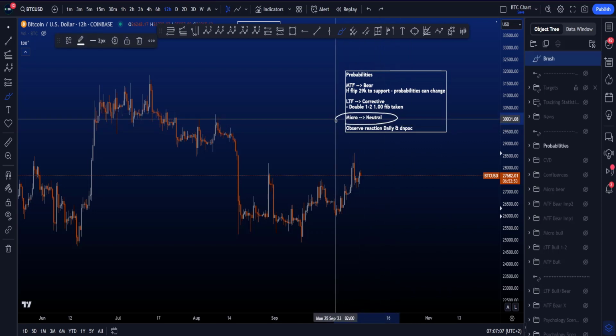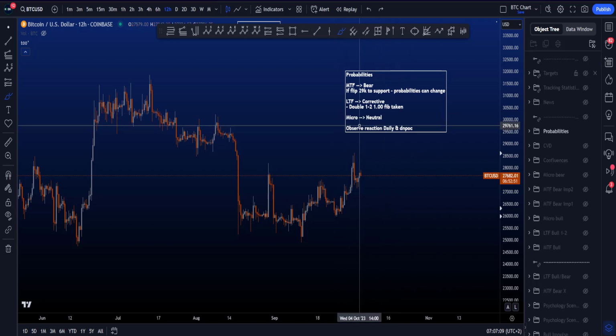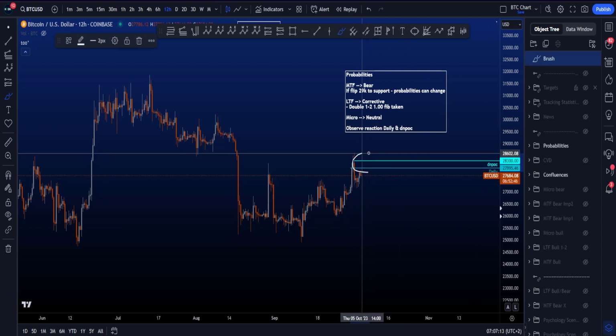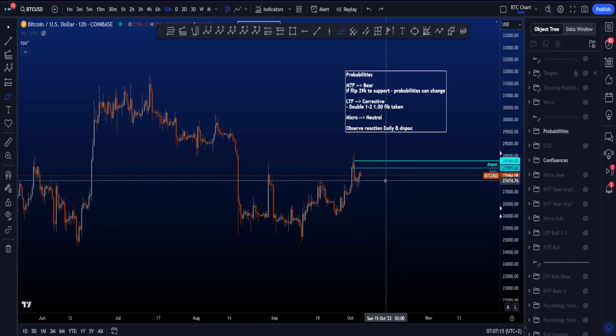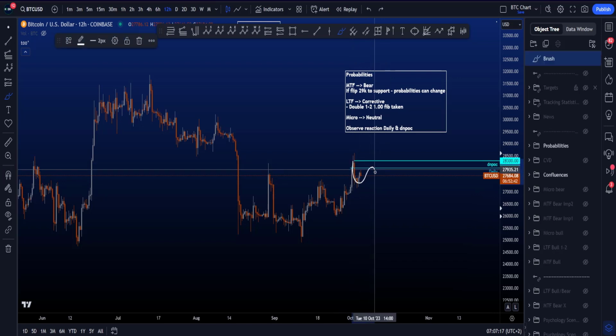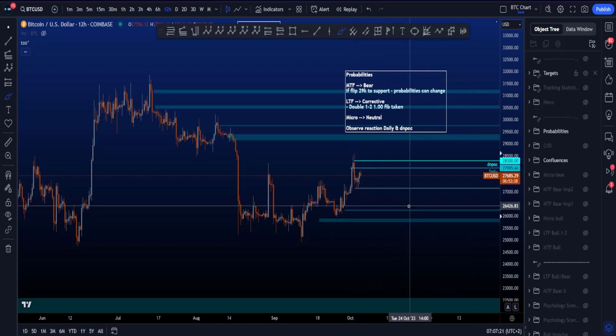And on the micro, I'm actually pretty neutral. I'm just waiting for potentially the reaction at the daily naked point of control. If we get there, and potentially look at those bearish CVD divergences for possibly a bit of a bigger wave and move towards the downside, looking for support towards the downside as well.